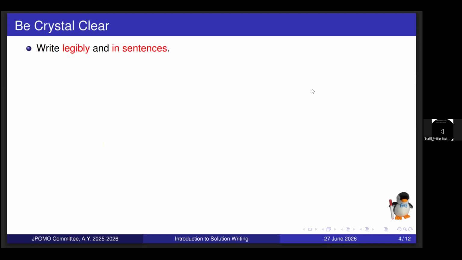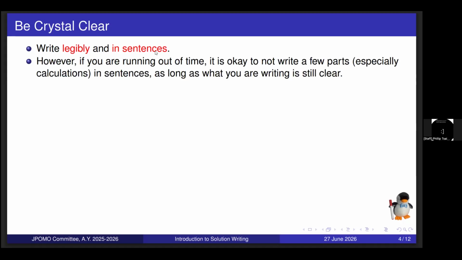So the first criteria is to be crystal clear. This is very important, especially for those who have bad handwriting like me. So we have to write legibly and in sentences. So number one, even if you're running off time, it is okay to not write the full parts, especially calculations, in sentences, as long as what you're writing is still clear.